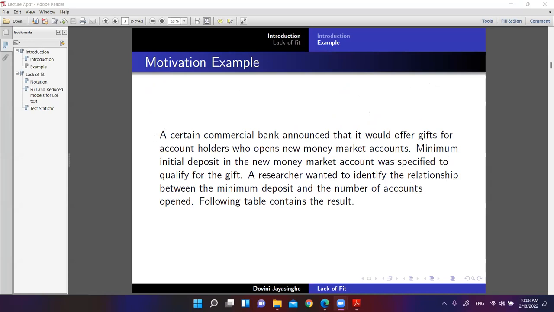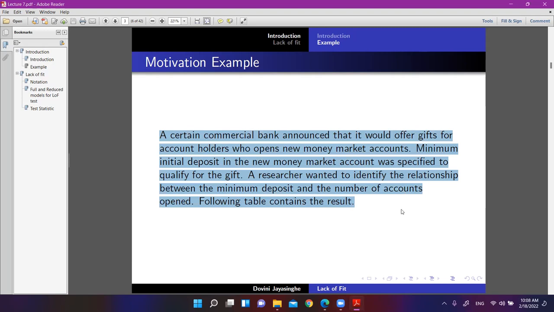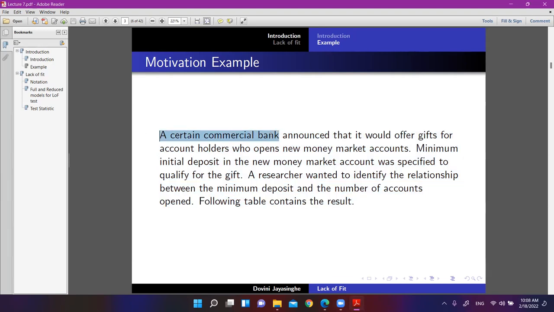So as a motivation example, I took something new for today. A certain commercial bank announced that it would offer gifts for account holders who open new money market accounts. Minimum initial deposit in the new money market account was specified to qualify for a gift, right? So they have to maintain some minimum amount of deposit, right? A researcher wanted to identify the relationship between the minimum deposit, so that is an amount, right, and the number of accounts opened.